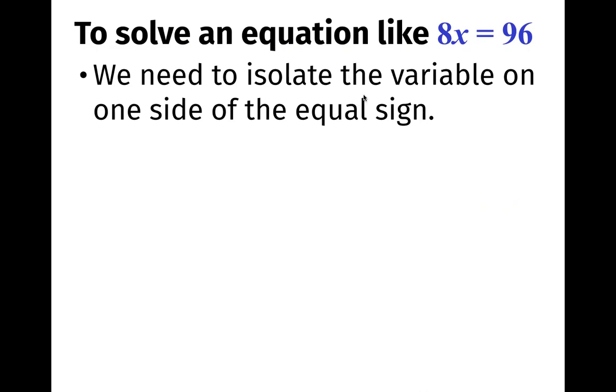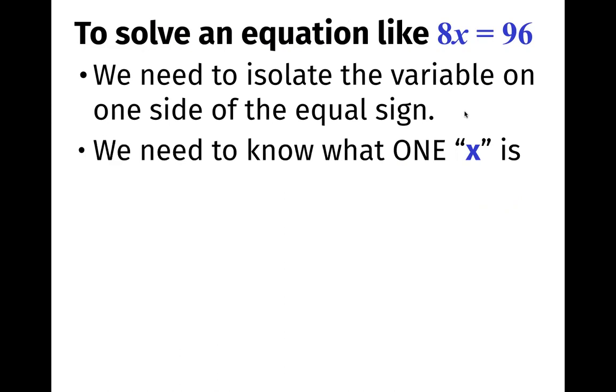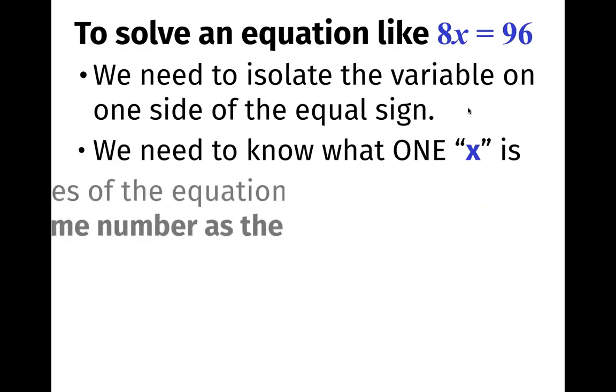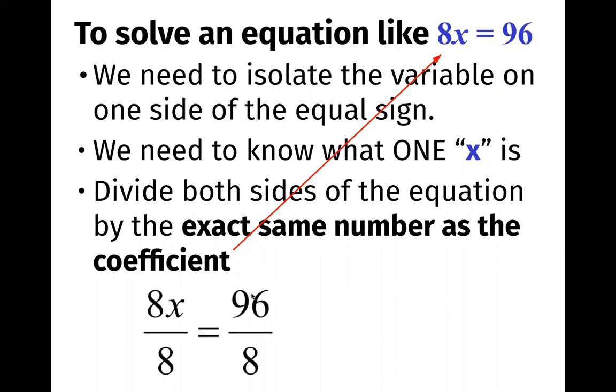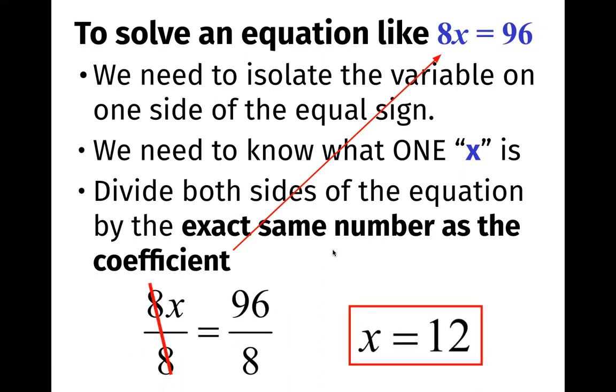So our objective is to isolate the variable on one side of the equal sign. We need to know what 1x is. So divide both sides of the equation by the exact same number as the coefficient. The coefficient is just the number that is in front of the variable. So to do this operation, you would have your equation 8x equals 96. Isolate x by dividing both sides by 8, and then you get that x equals 12.